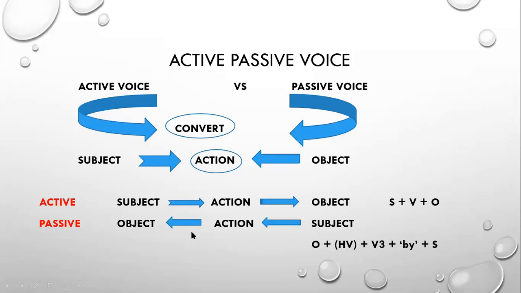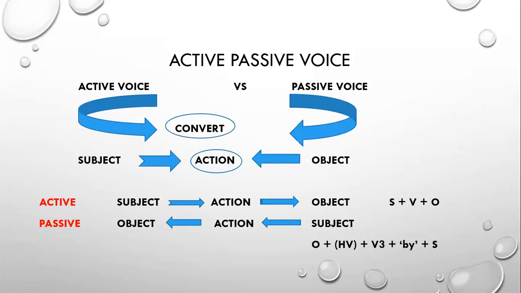There are two reasons. First, if the subject is not known to us, then we use passive voice. Example, suppose my wallet was stolen. Here the subject is not known because you don't know who stole your wallet. We cannot take anyone's name, or we don't know who stole my wallet, so we simply say my wallet was stolen. In this case there is no subject, so you have to use passive voice, right?